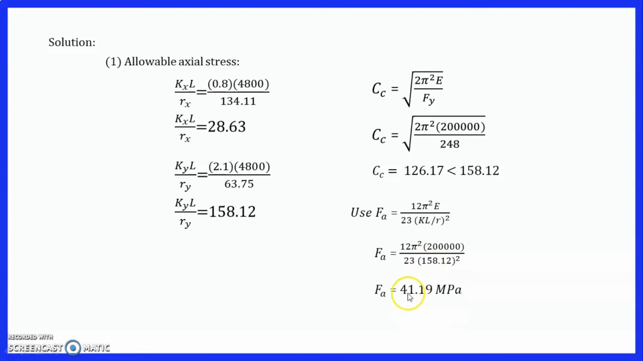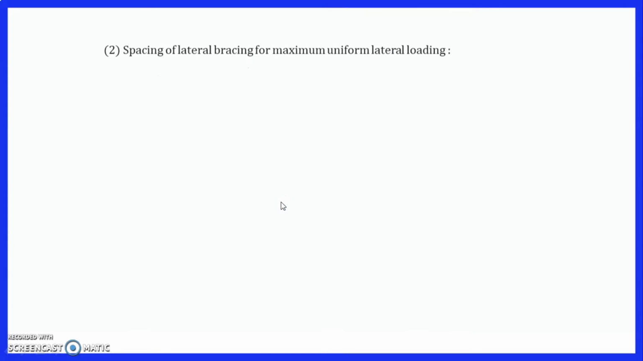Therefore, we have 41.19 megapascal as our allowable axial stress. Now let's proceed to the second number. In this part, we're going to solve the spacing of lateral bracing for maximum uniform lateral loading.